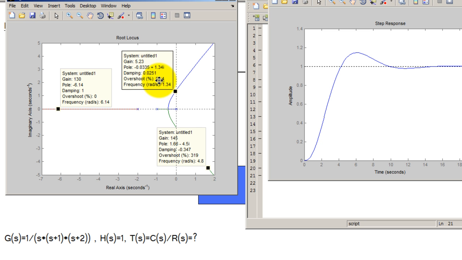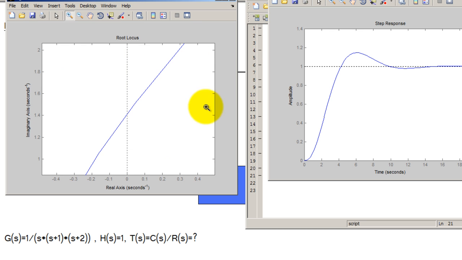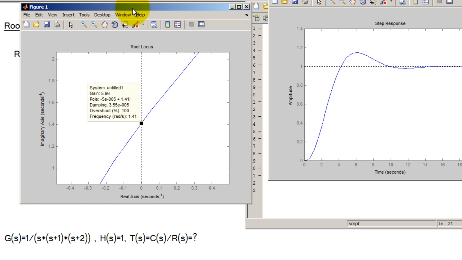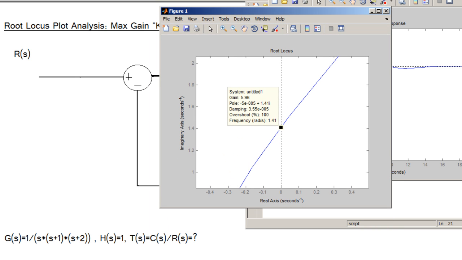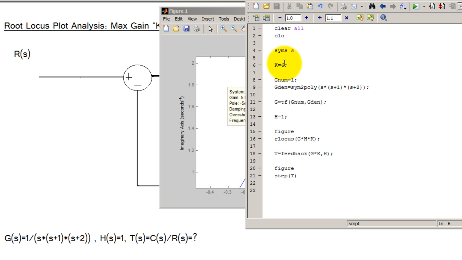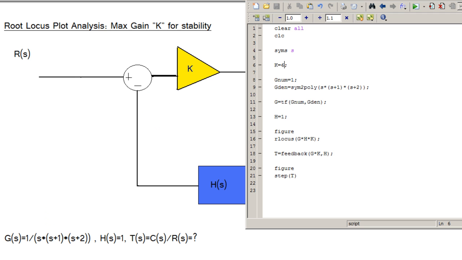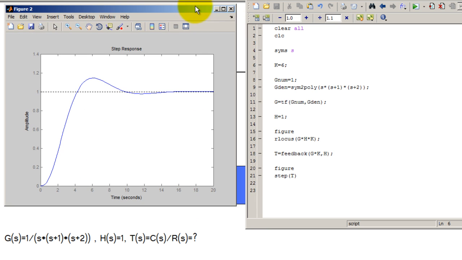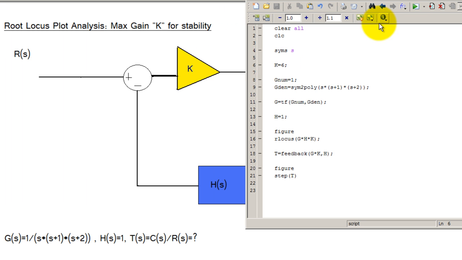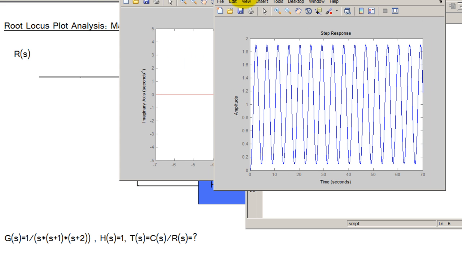So if I put it right where the locus crosses my imaginary axis, you can see that it's around 6, and you can actually zoom in. So it's about 6. So at 6 is where it crosses. Let's go ahead and change the value of k to see what happens, and let's close the graphs from the first run of the script. Before I close this one, notice that my step response is pretty stable. Now we're going to see what happens when we change the value of k to 6, which will put our closed loop pole right on the imaginary axis.